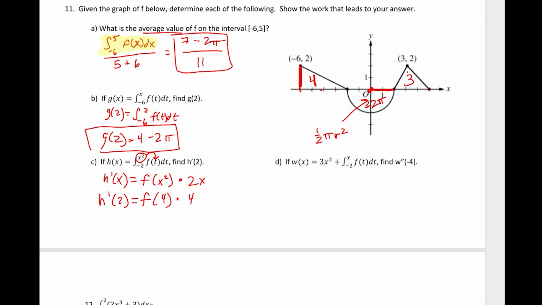Now f of 4, I'm going to need to look back at the graph to figure out what that equals. Let me erase a little bit of this, get some of the messiness out of there. So f of 4 is going to be the y value at 4, 1, 2, 3, 4. So it's going to be the y value right here, which is 1. So that's going to be 1 times 4, which is 4.